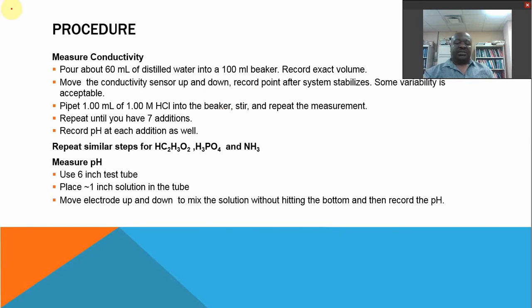And then, so you start with acetic acid, and you add 60 ml of water, then a 1 ml aliquot of 1 molar. Then you repeat with phosphoric acid and ammonia. You should have the conductivity and the pH probe.